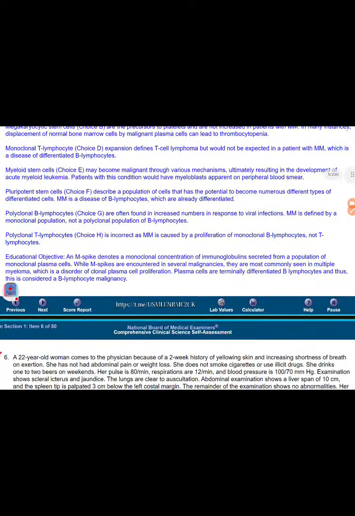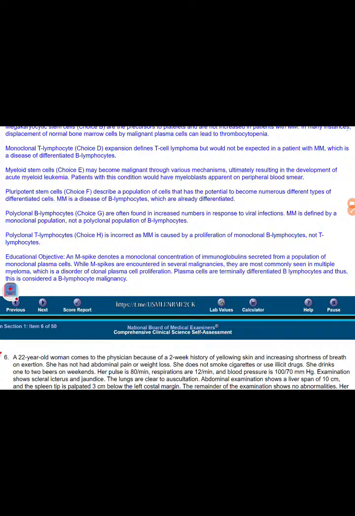Polyclonal B lymphocytes are often found in increased numbers in response to viral infections. Multiple myeloma is defined by a monoclonal population, not a polyclonal population of B lymphocytes. It's the monoclonal, differentiated B lymphocyte. Polyclonal T lymphocytes are incorrect because in multiple myeloma it is a concentration of monoclonal B lymphocytes, not T lymphocytes. So it is not T, it is B.